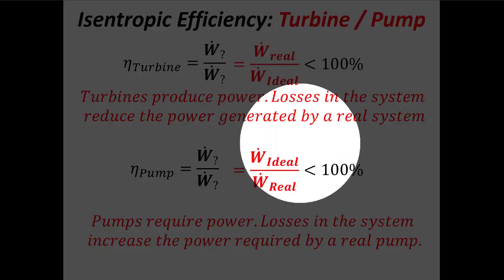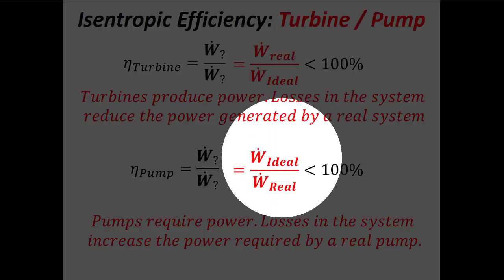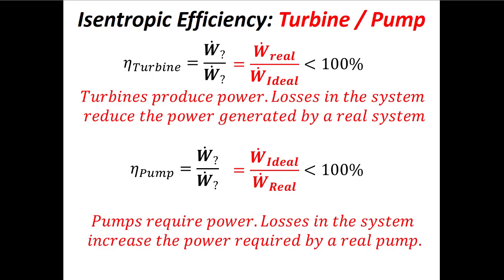And remember, our ideal pump power is going to be that specific volume multiplied by delta P, and we're going to have to mess around with the unit conversions until we get something that looks like kilojoules per kilogram in the metric system, or BTU per pound mass in the imperial system.